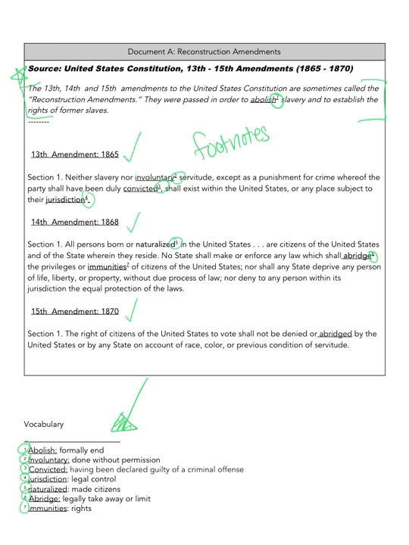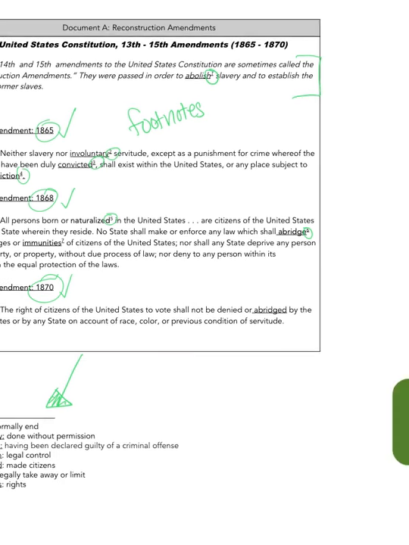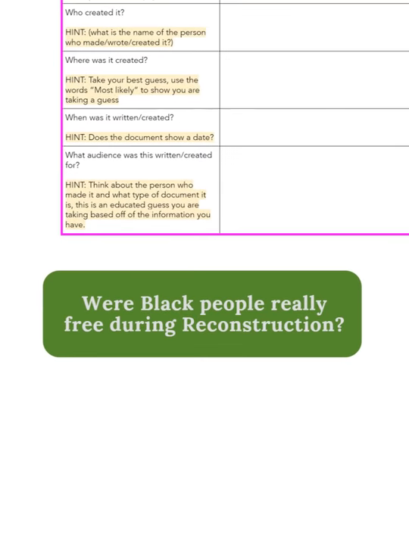As we read, I'll stop so you can both source this document and answer questions to help you understand what this document says. Hopefully, you'll start getting ideas on how to answer the big question, were Black people really free during Reconstruction?